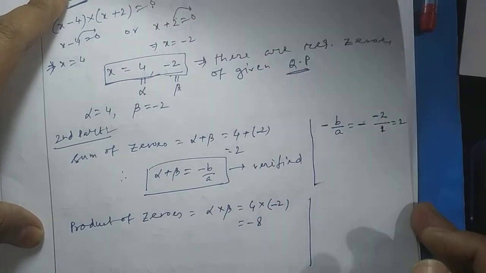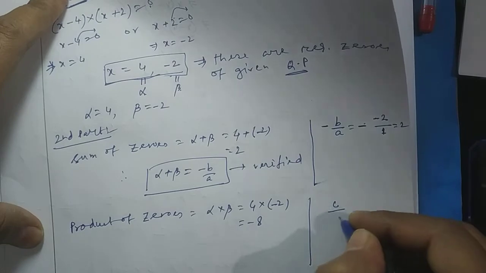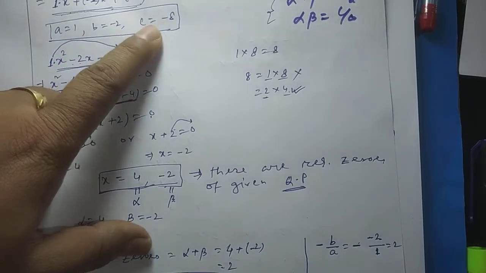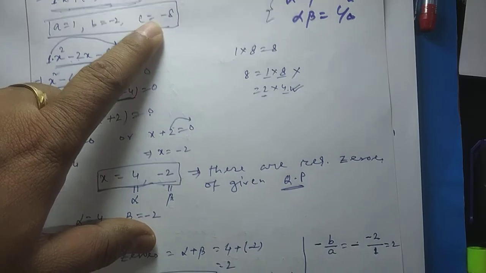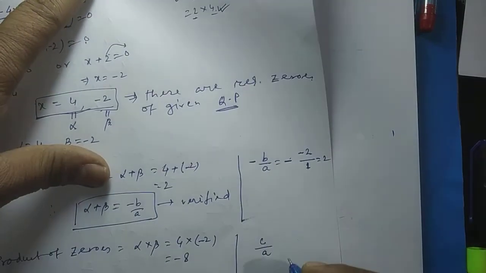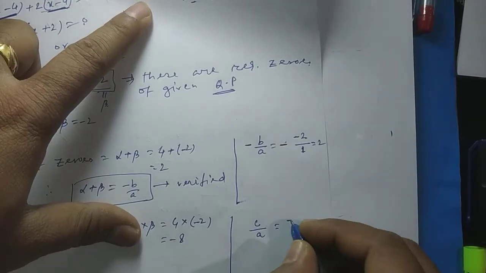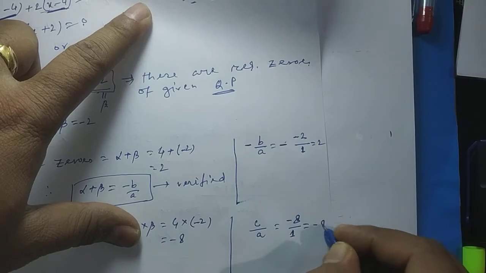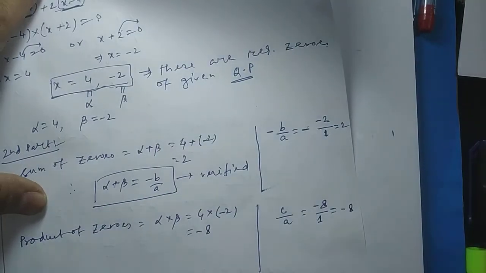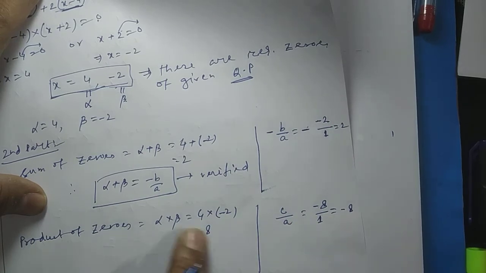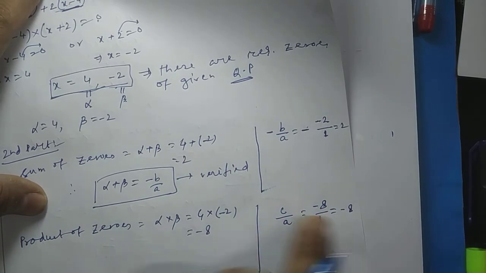Similarly, on the right hand side, keep ready c by a. Now look at here. What is the value of c? The c was minus 8. Correct? Now put it here. And a was 1. Now it becomes minus 8. Now compare alpha into beta and c by a. If you compare, we see both are equal.